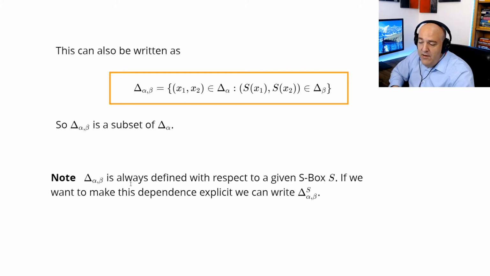Now, delta alpha beta is always defined with respect to an S-box. Delta alpha isn't, right? The difference set of alpha is not defined with respect to an S-box, but delta sub alpha comma beta is defined. Delta alpha beta is always defined with respect to an S-box S. If we ever need to make that dependence explicit, we can just do that by writing a superscript S up here.